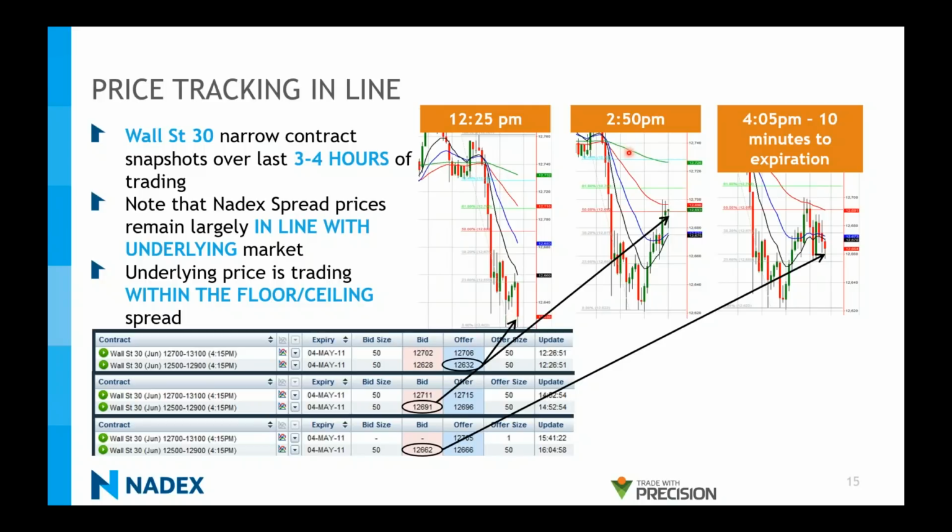Then time moves on. We're now about 2 hours later, 2.5 hours later. The market is trading at 12,696. Where is the contract trading? It's trading right at that same level. So you guys can see time has passed. Has time had an effect on the pricing structure? No, not really. More time passes, 1 hour and 15 minutes later. Now it's just 10 minutes to expiry. Where is the market trading? 12,664. And guess what? The contract tracks that price once again.